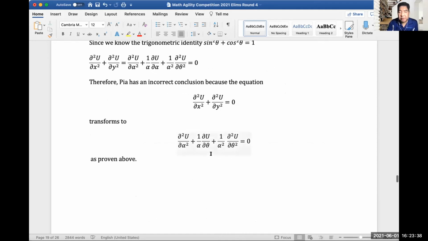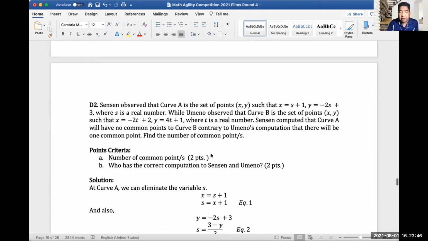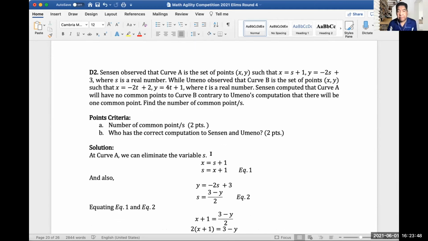So this is what we said, it transformed to this equation here. So let's go to question number 2. This question is also given in Elimination Round 3. So if you watch episode 13 of Math Agility Live, you would be able to solve this.